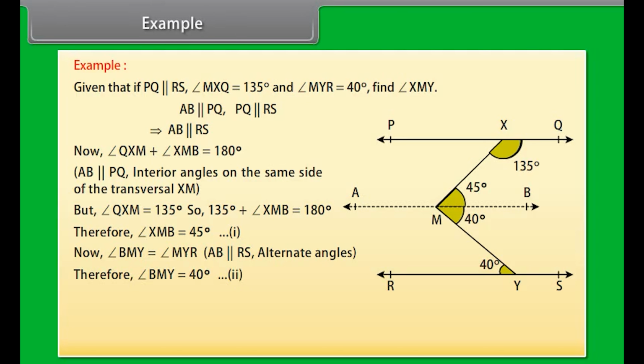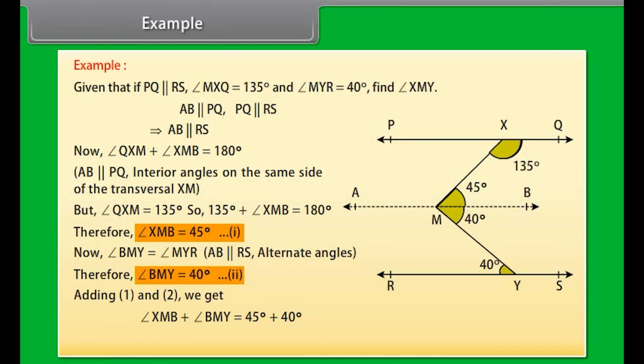Mark it as 2. Now, adding 1 and 2, we get angle XMB plus angle BMY is equal to 45 degree plus 40 degree. Hence, angle XMY is equal to 85 degrees.